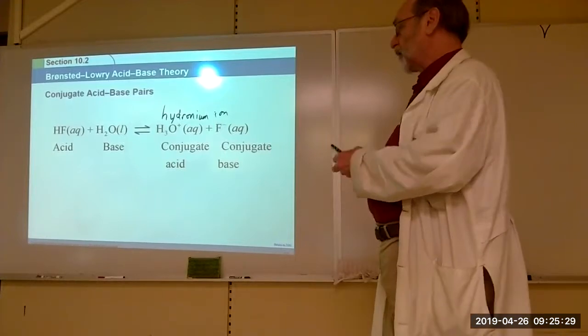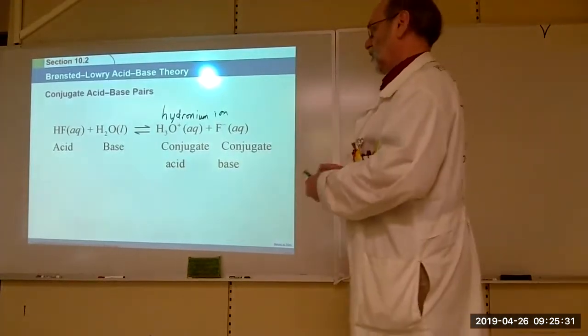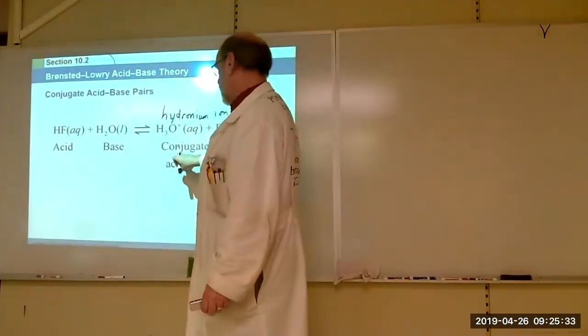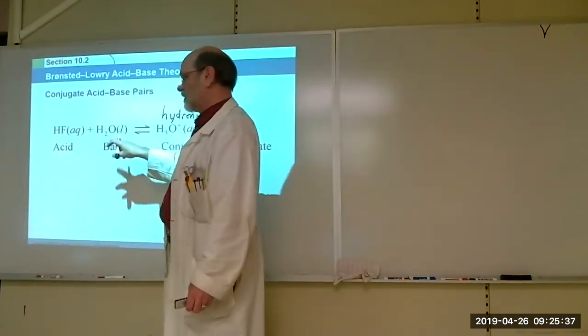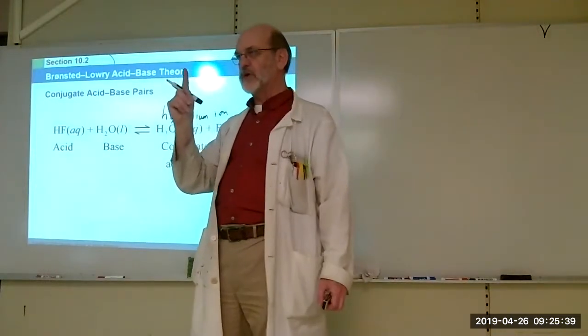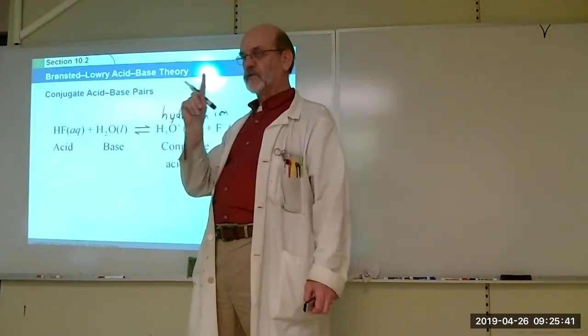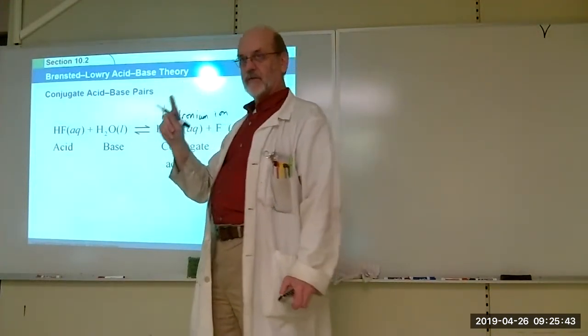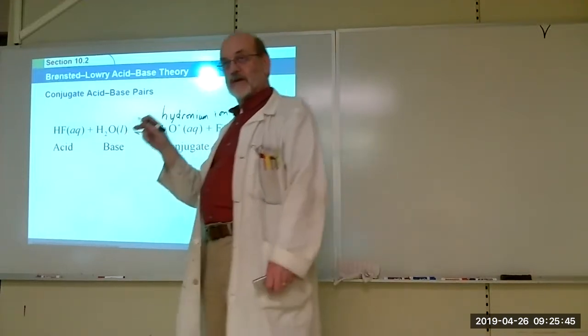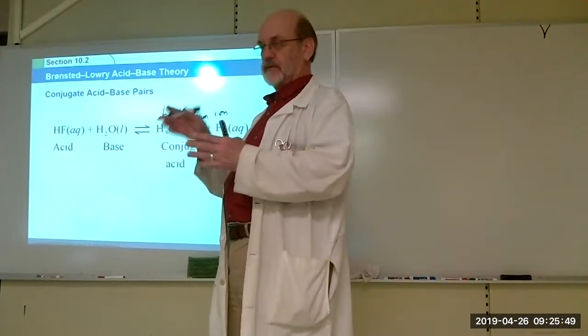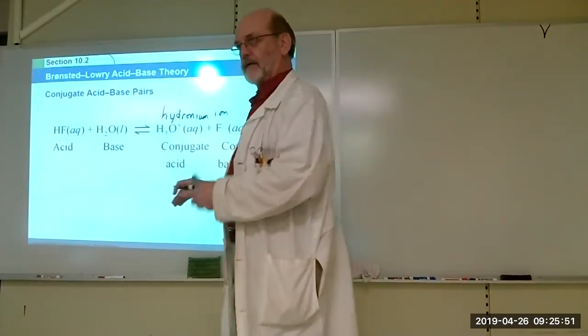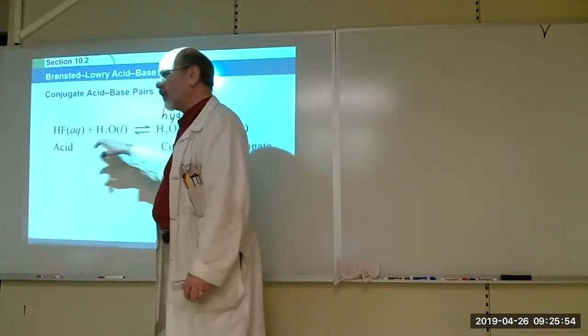Okay? Notice something else about this. This conjugate acid is formed from that base by the addition of 1 proton only. We don't do multiple protons. When you have an acid-base reaction, you can transfer more than one proton, but it happens in steps, one at a time. So we only transfer one proton at a time.